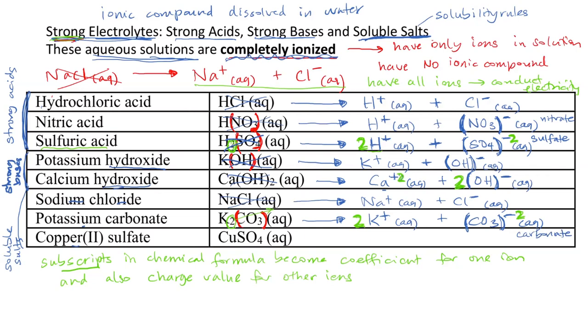And so this is copper 2 sulfate. So remember that Roman numeral 2. Remember the Roman numeral is the charge value on the metal ion.